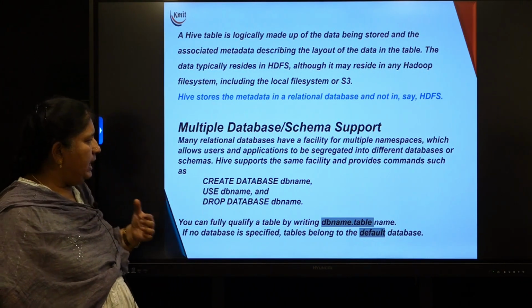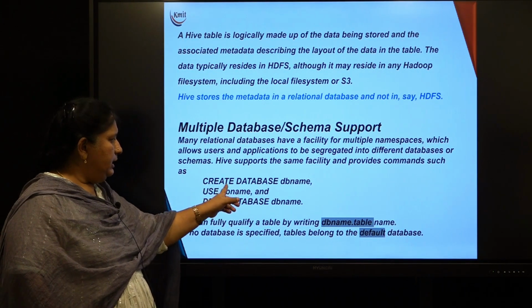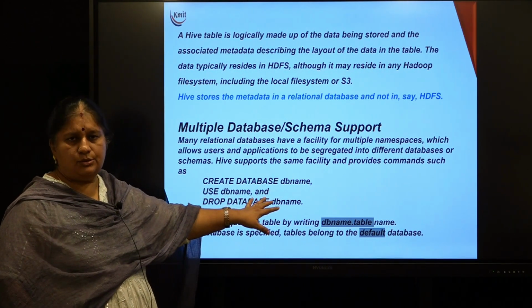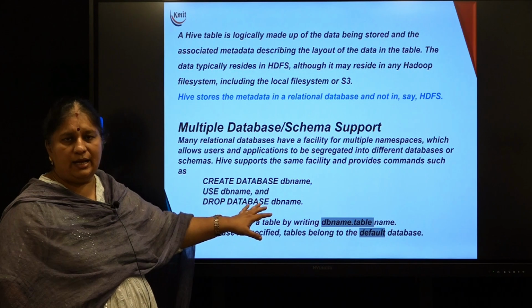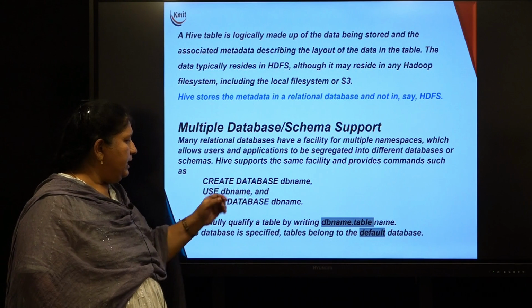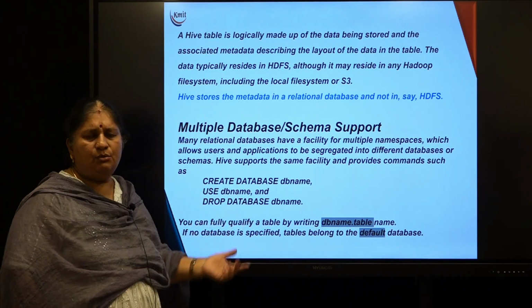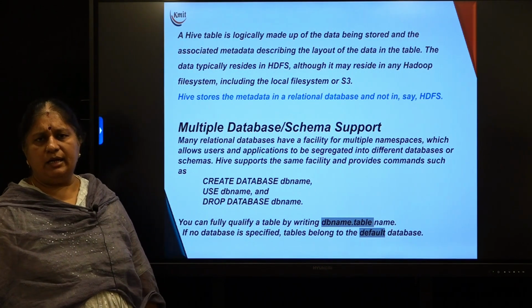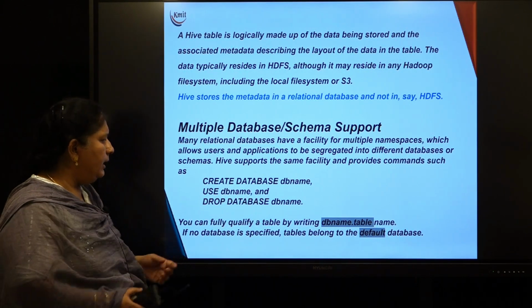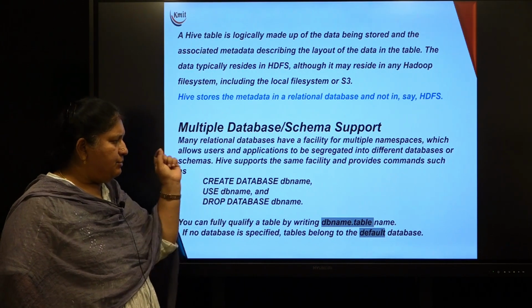How do we create, use and drop a database? Just like this structure. Create database, database name. We know this structure in MySQL or SQL. The same structure is used in Hive also. Create database, database name, and once you create a database, how do I use that? Use database name, and maybe you are no longer needing that particular database, you also have the option of dropping a database. And we can fully qualify the table by writing database name dot table.